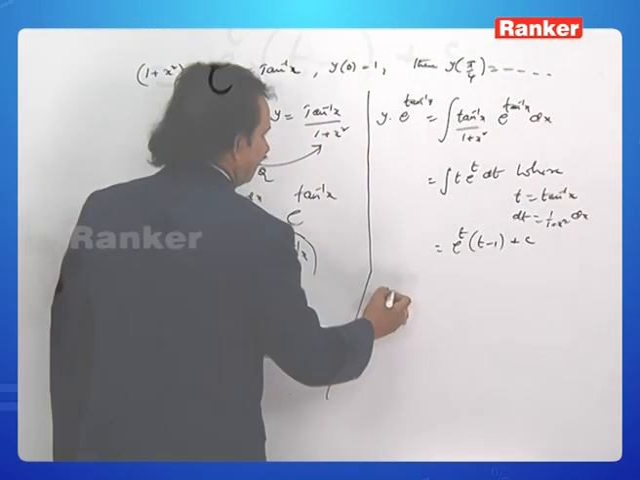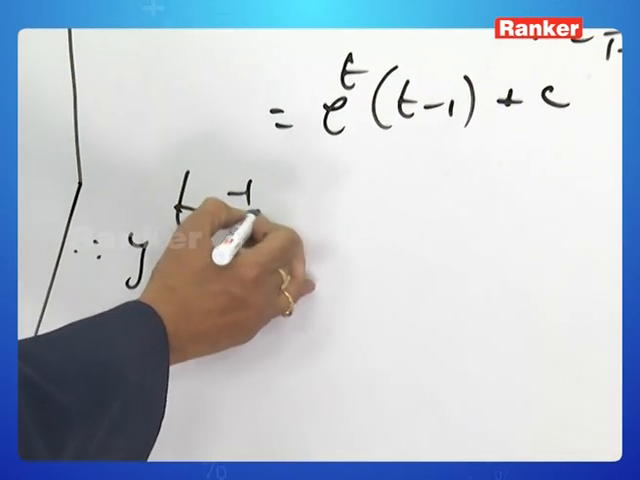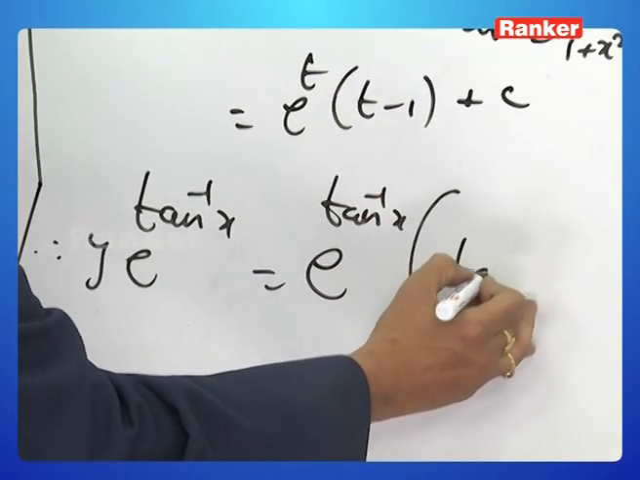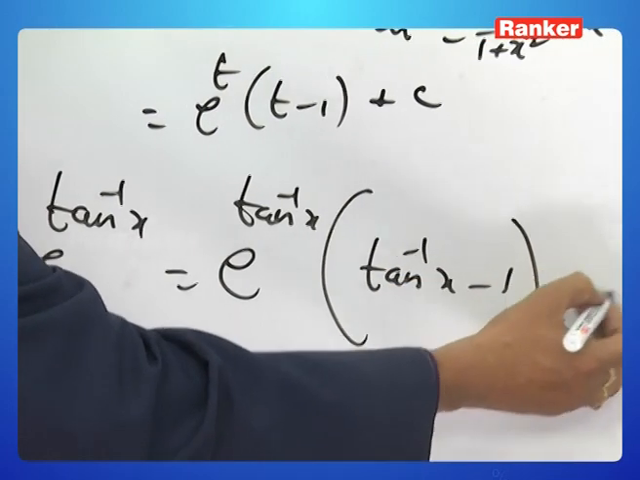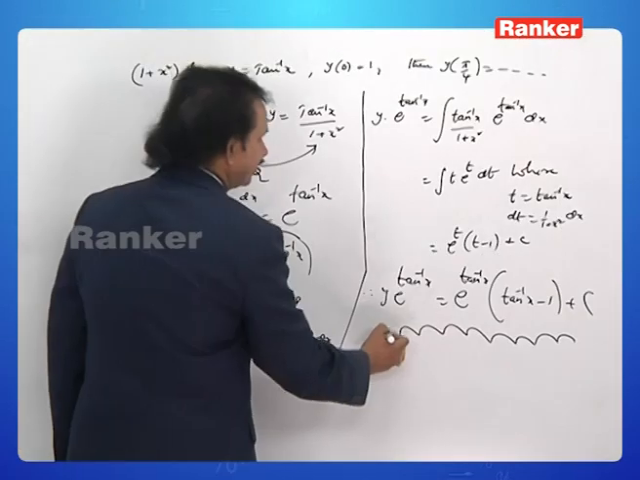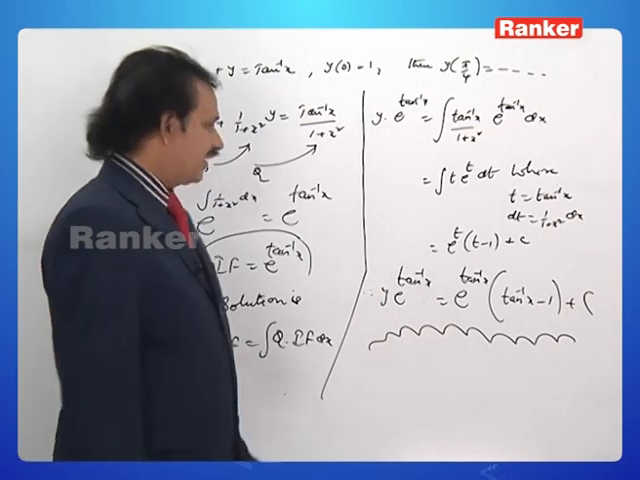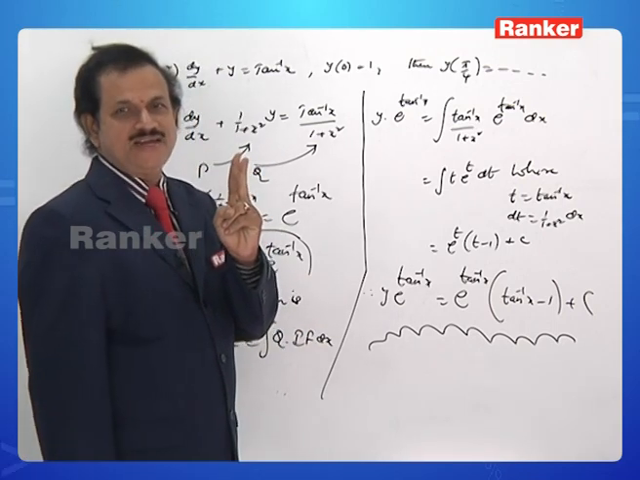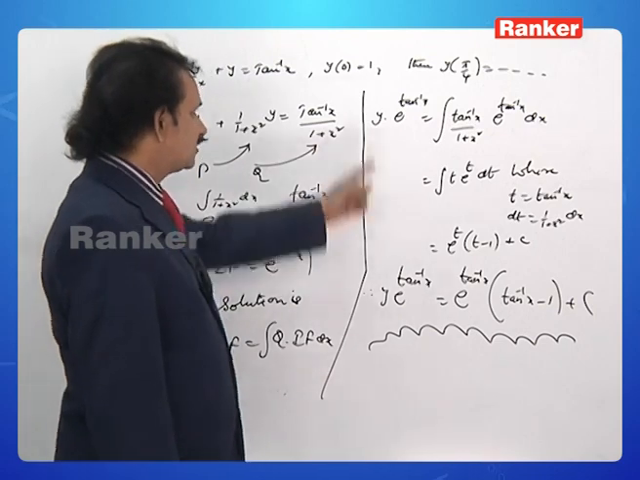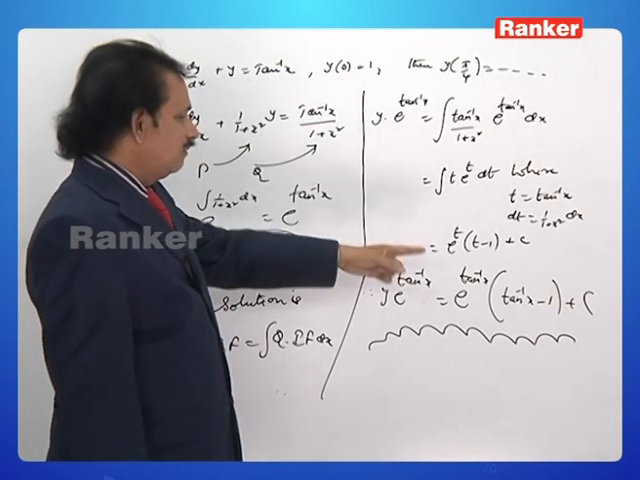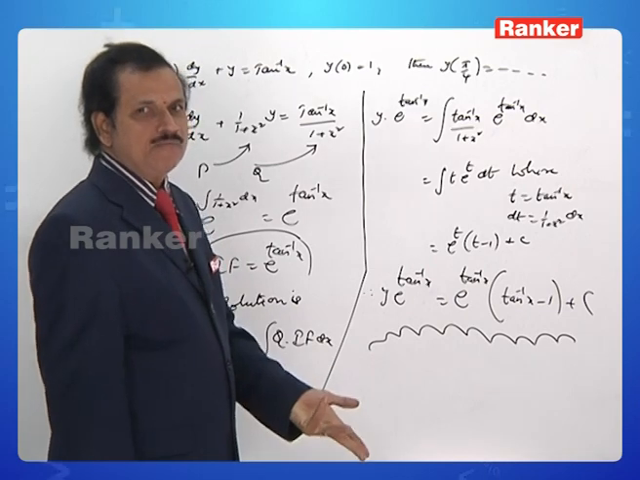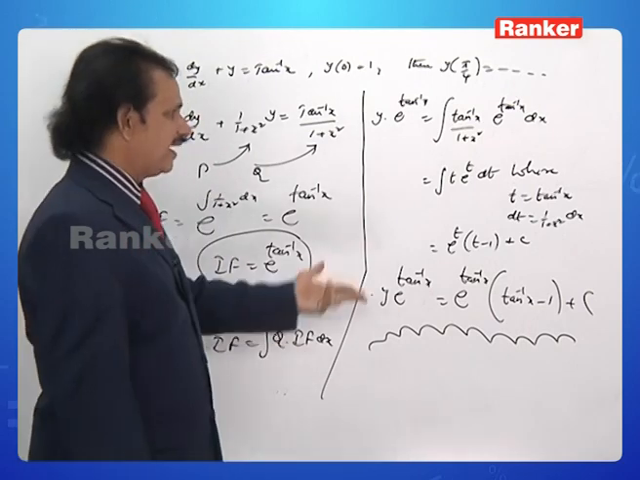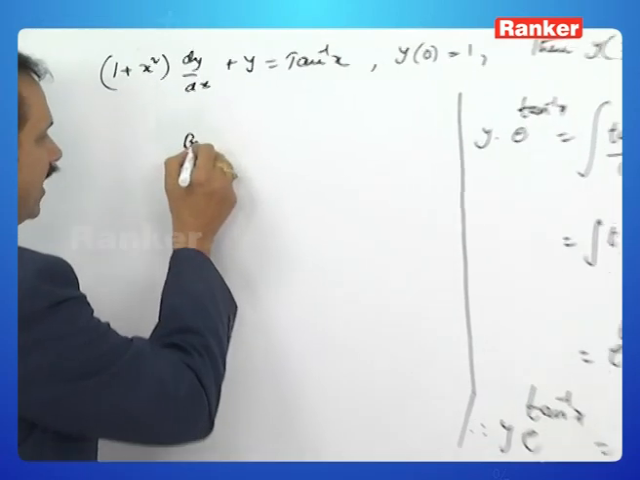Therefore, y into e power tan inverse x is equal to e power tan inverse x into tan inverse x minus 1, plus c, is the solution. So getting the solution is easier. Now 2 more pieces of responsibility are laid on our shoulders. What are they? One is making use of y of 0 is 1, we are supposed to have c, and then making use of that c again, we are supposed to have y at pi by 4. So 2 things still remain, but y at 0 is 1.